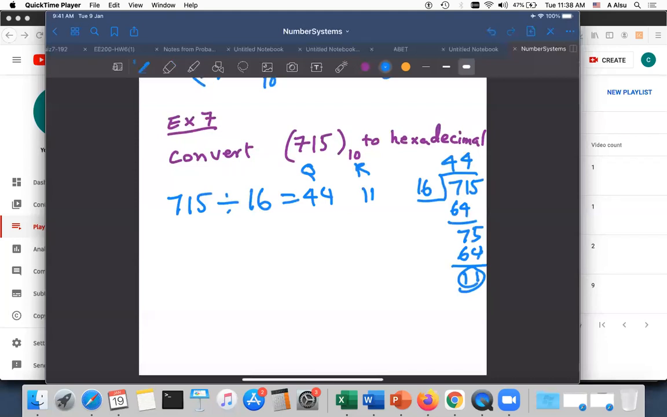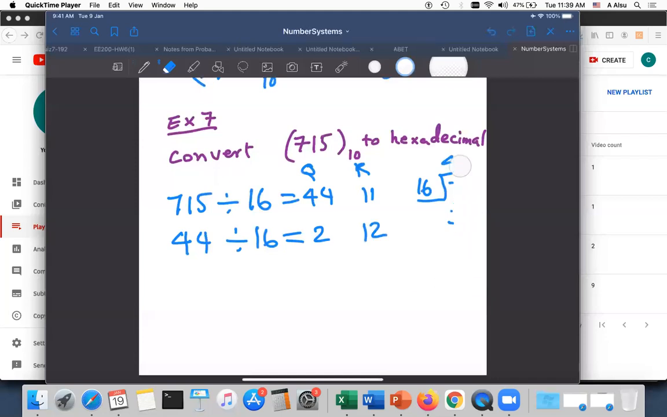Now we take the quotient and divide it by 16 again. 2 times 16 is 32. So 2, and 32 to 44 is 12, right? Isn't it, guys? Are you challenged by this? Maybe we are a little bit rusty in the long division part. Okay, you want me to repeat this one here? Let me just repeat it in a slow manner.